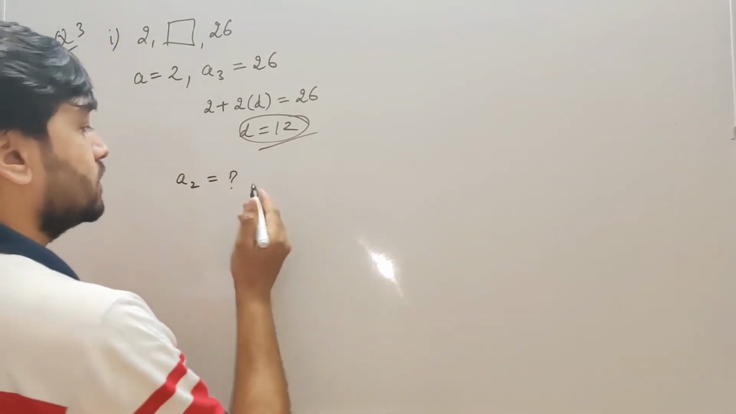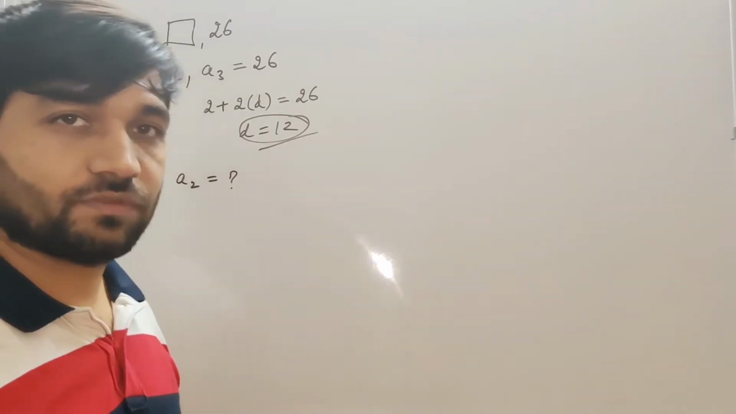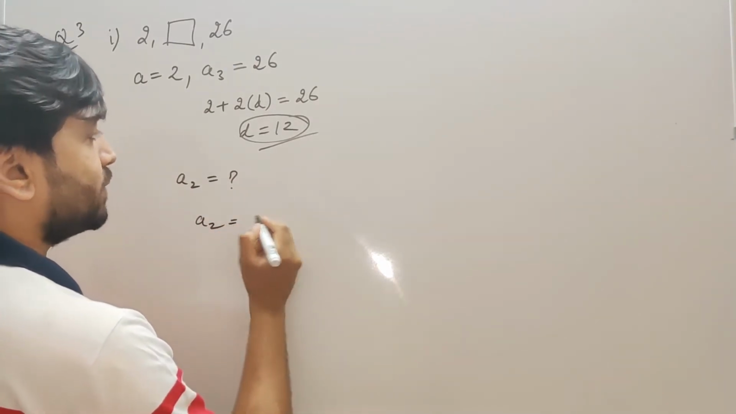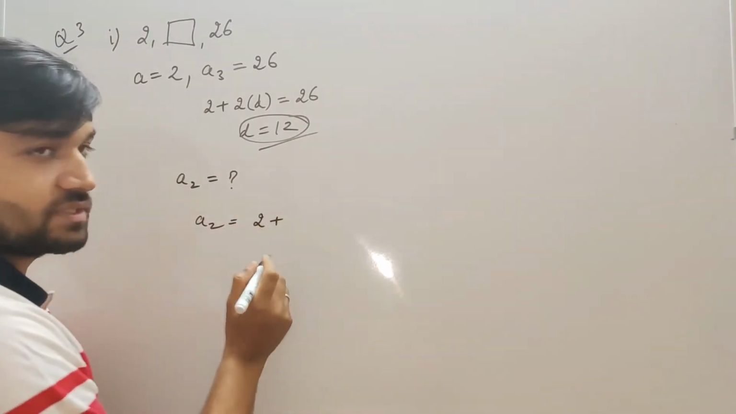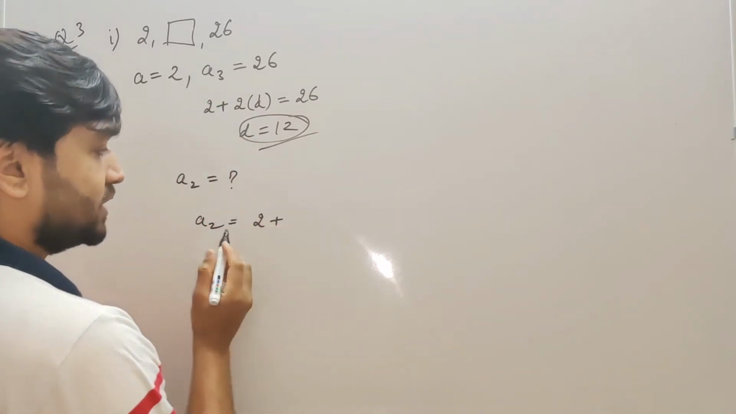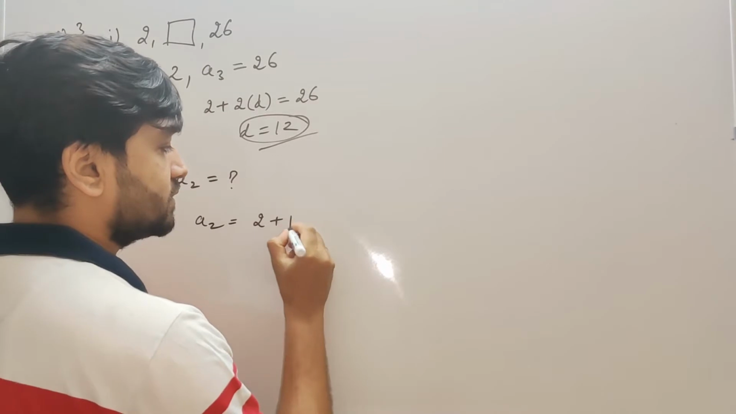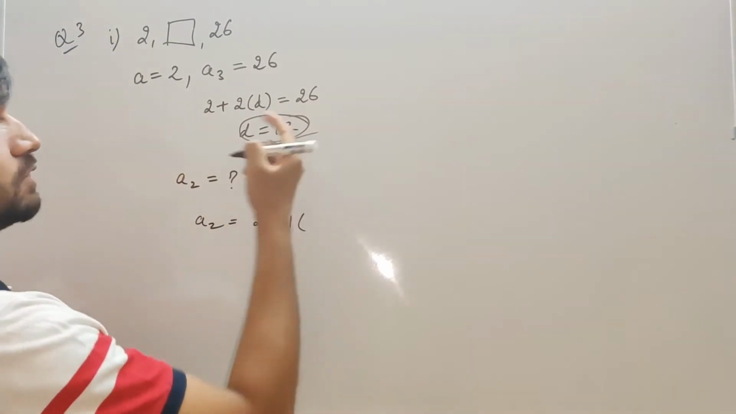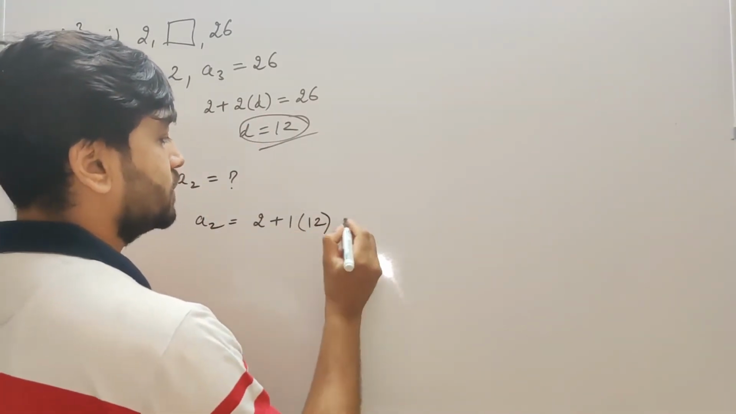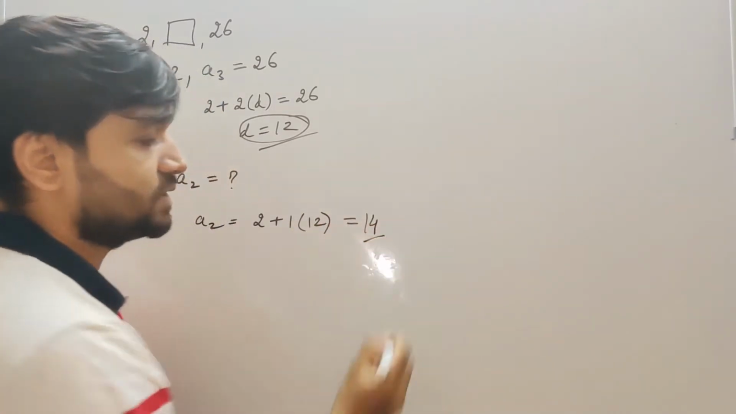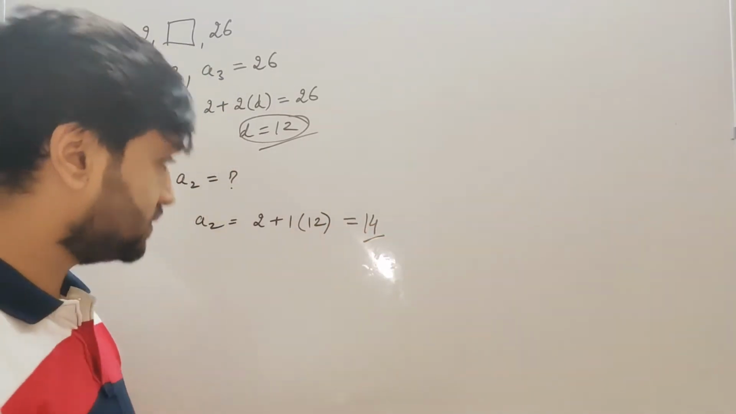So for A2, we use the formula again, a plus (n minus 1) into d. So A2 is nothing but a, which is 2, plus (n minus 1). For this equation, n is 2. So 2 minus 1 is 1, into the common difference value which we just found out. If you simplify this, you'll get 12 plus 2, which is 14 as the answer. So this is part 1.